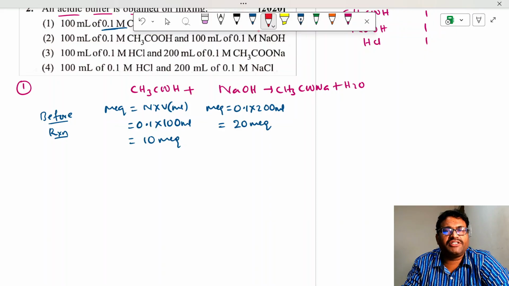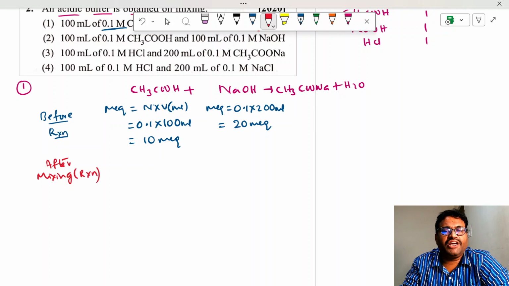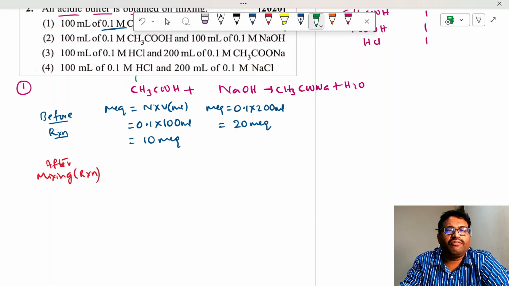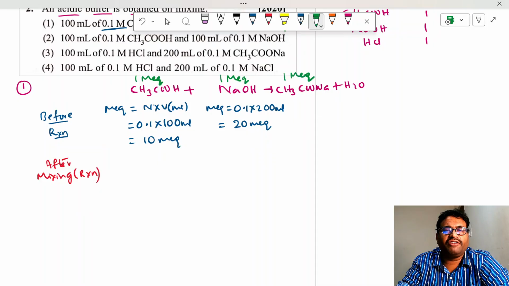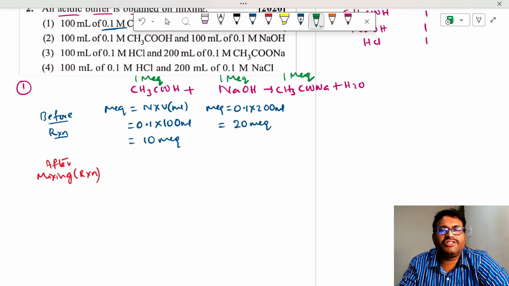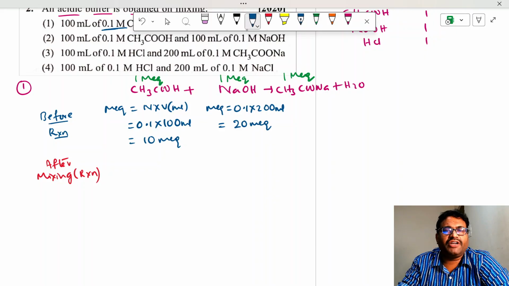Okay, after mixing. After mixing means after reaction. Here you have 10 milliequivalents, here you have 20 milliequivalents, and we know that 1 milliequivalent of acid always reacts with 1 milliequivalent of base to form 1 milliequivalent of salt. This is actually what happens when they react. So now after reaction, what is happening?